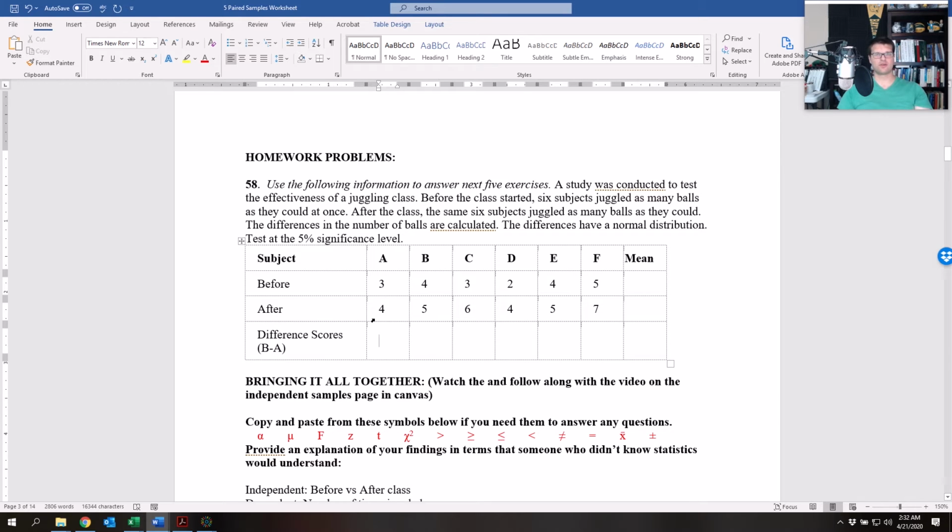In order to calculate the difference scores, literally all that you have to do is take before and subtract after from before. So this right here, what is 3 minus 4? That's going to be negative 1. Okay, what's 4 minus 5? Negative 1. 3 minus 6? Negative 3. 2 minus 4? Negative 2. 4 minus 5? Negative 1. 5 minus 7? Negative 2. Which you can see a nice pattern.